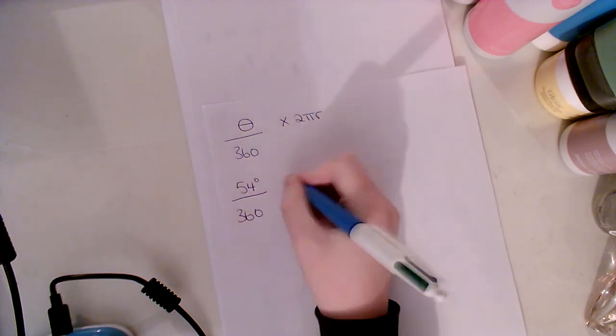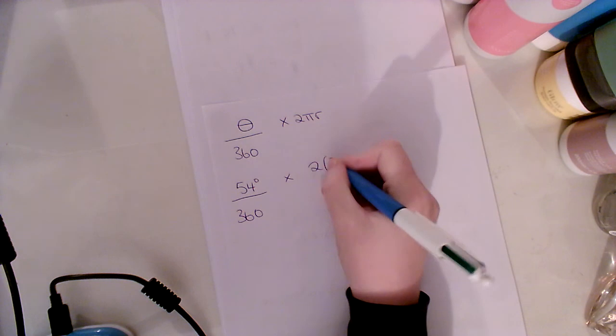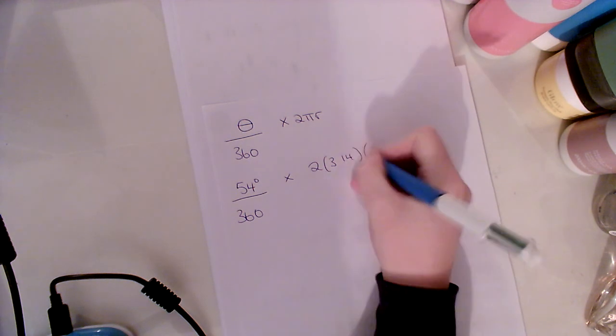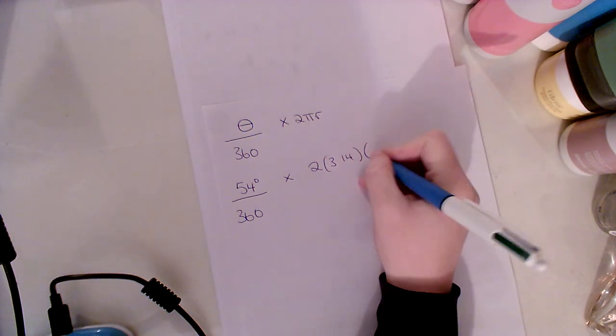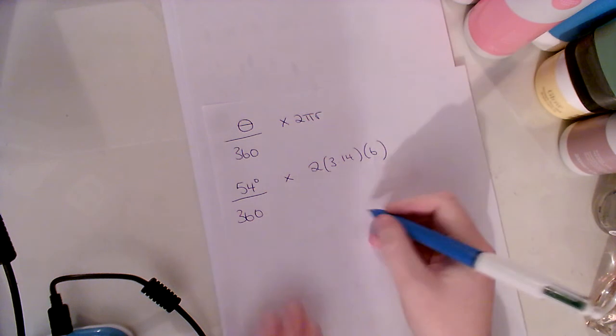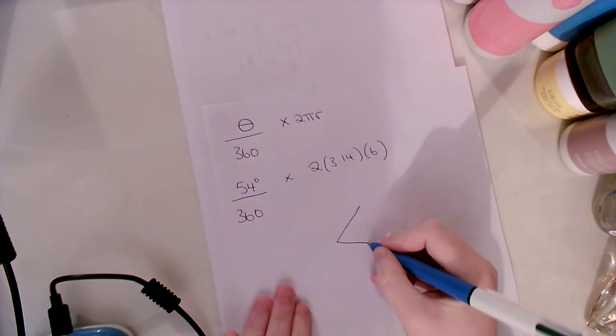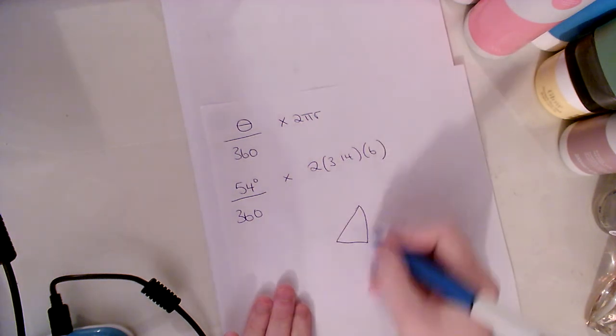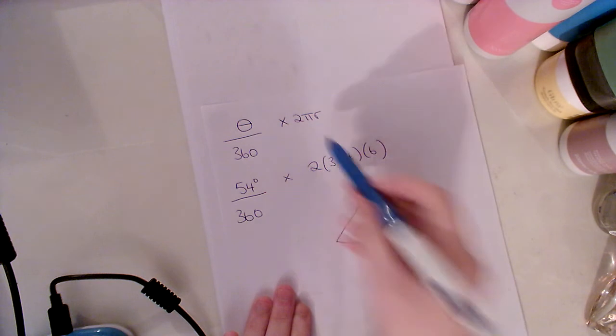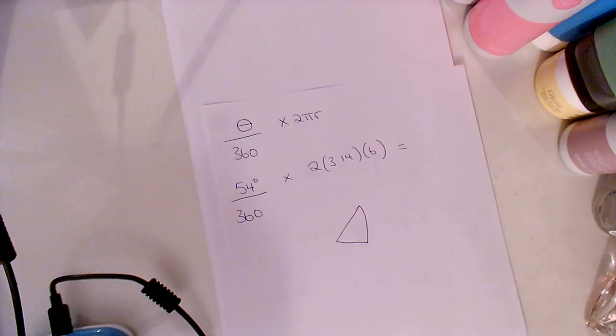So this is what the question looks like, pizza slice. We're only actually finding this part here when we're using this formula. Okay, so when I get that, I get my answer to be, the length of the arc to be 5.652 centimeters.